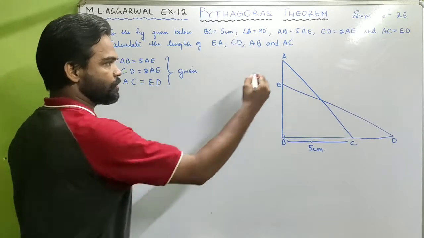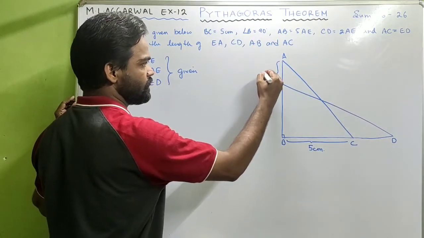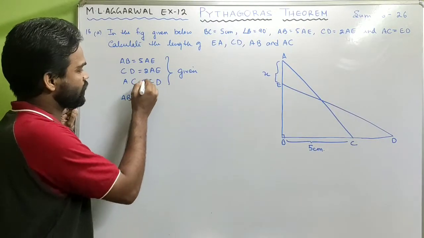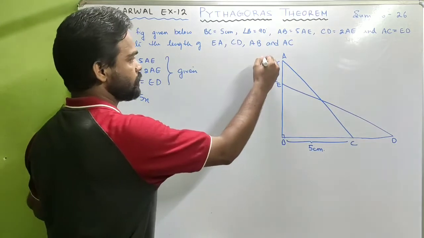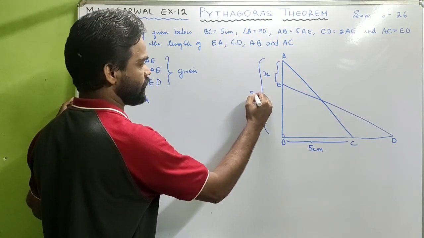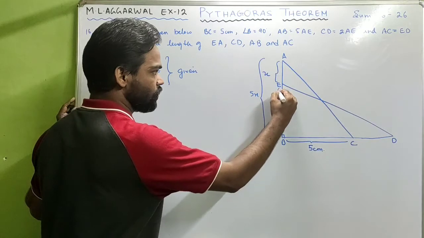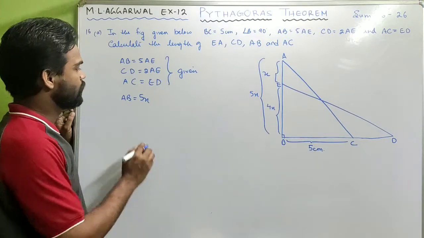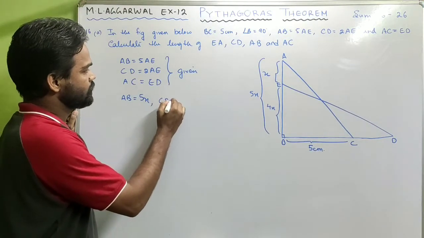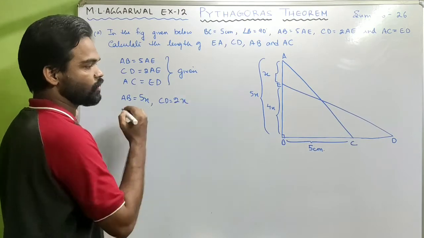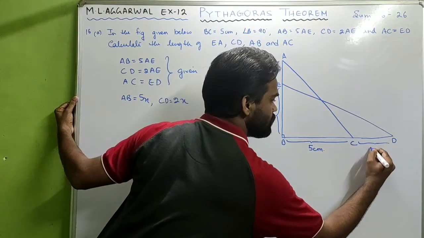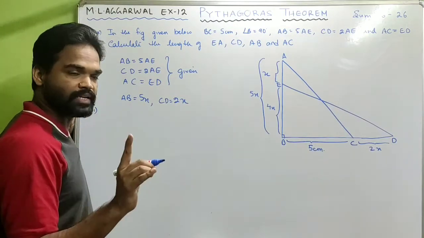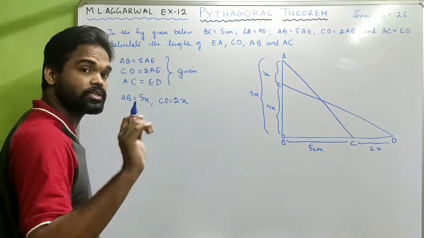Now look carefully. Suppose I take AE as x, then AB becomes 5 times x. So EB, if you look carefully, will be 5x minus x, which is 4x. Then CD becomes twice of AE, that's twice of x. Now look, there are two right angle triangles.